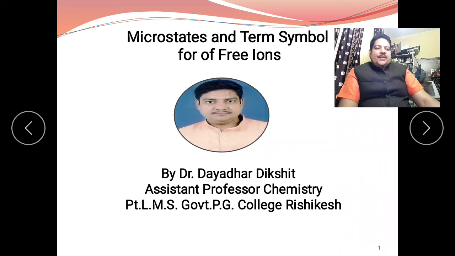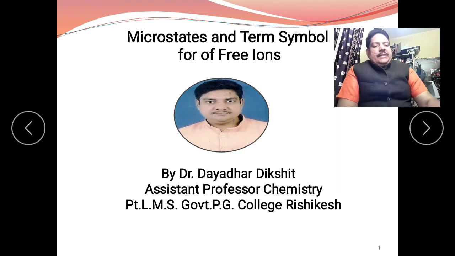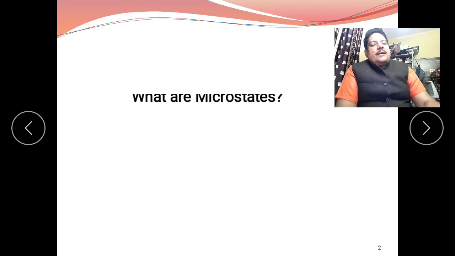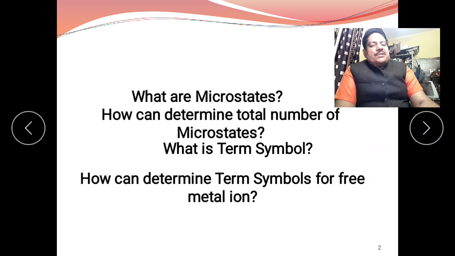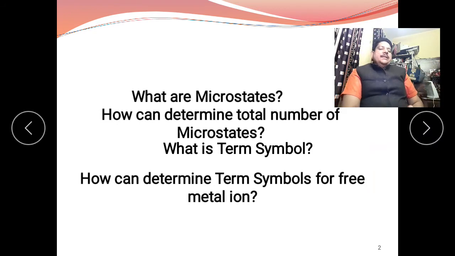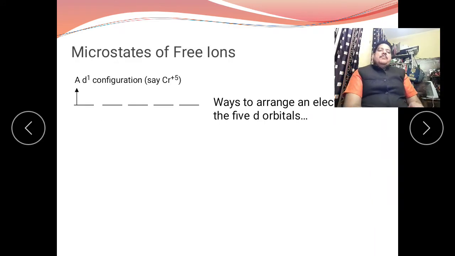Hello students, today we have to discuss a very important topic about the electronic spectra of transition metal complexes, that is microstate and term symbol for free metal ion. In this lecture we have to discuss what are microstates and how can we determine the number of microstates, what is term symbol and how can we determine the term symbol for free metal ion, and of course their application also. Now the first question is, what are microstates?